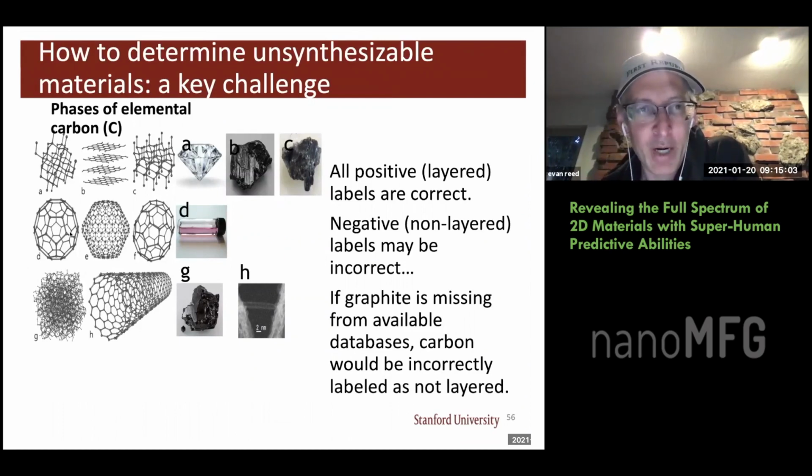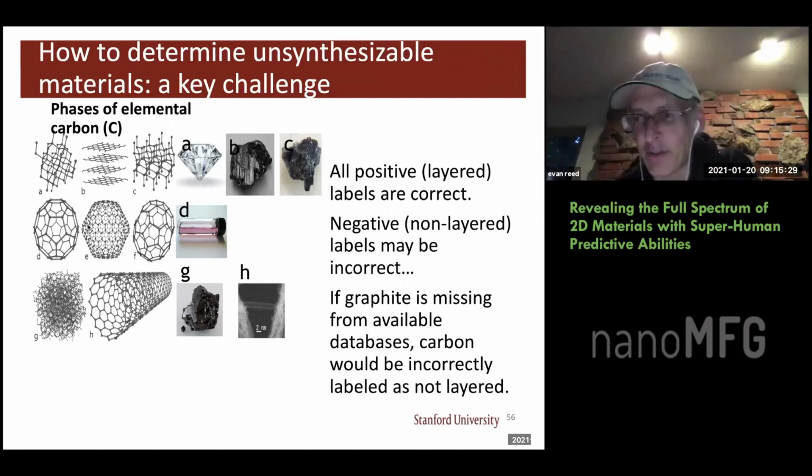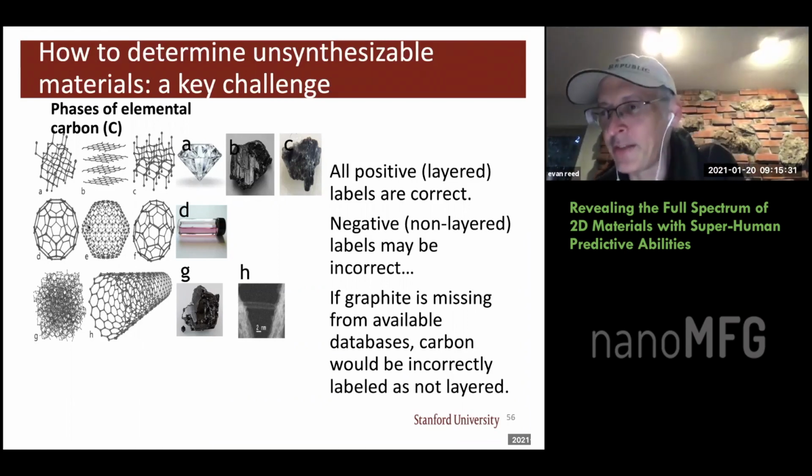So what's the problem? Well, the problem is illustrated here. This is just for carbon. So let's say we're interested in carbon. Carbon has one known layered phase, or actually at least one known layered phase, amongst a bunch of others. There are other ways that carbon can form. And so if you go to the crystal structure database and you look at carbon, you would say, well, we're going to classify this as a layered material because it has at least one known layered phase.